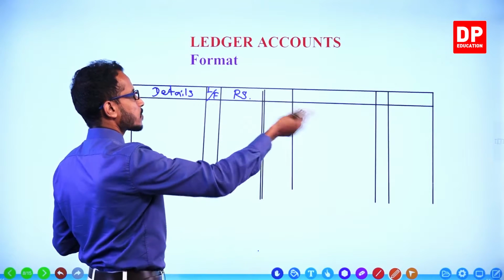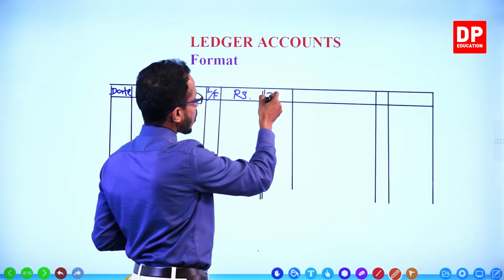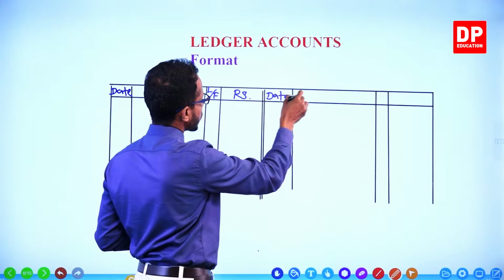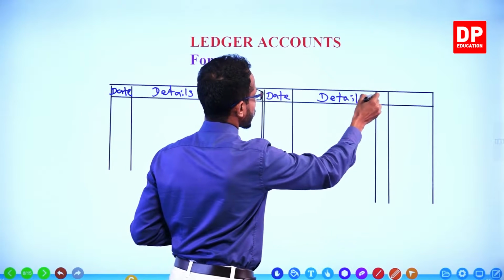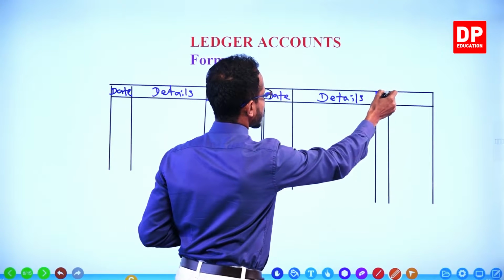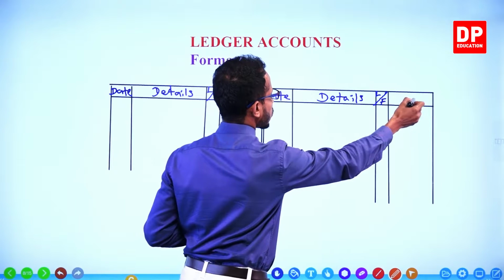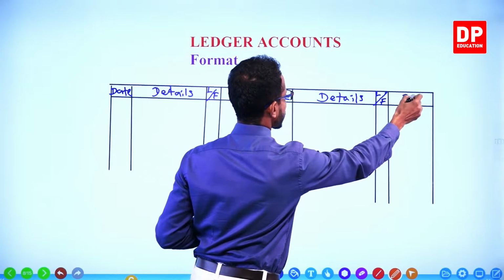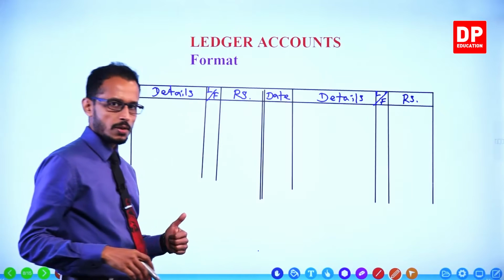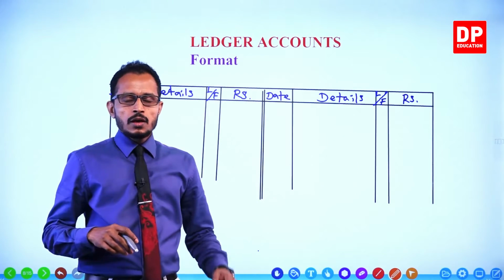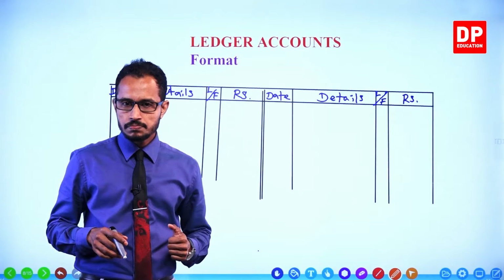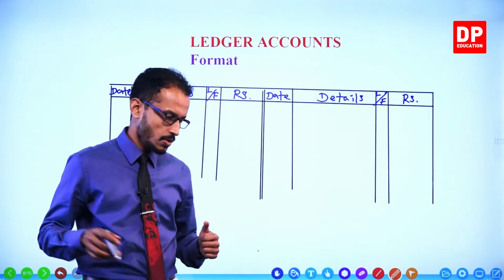Again onto the credit side now. Same columns: date, details, ledger folio, and rupees. Value column in the corner. Okay. Are you clear with this, children? All right.